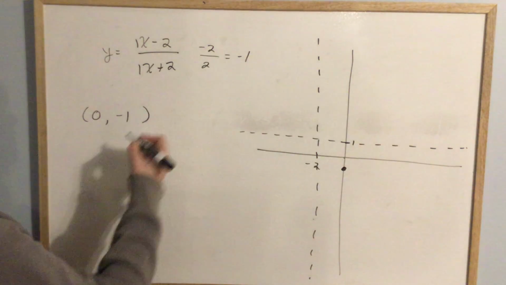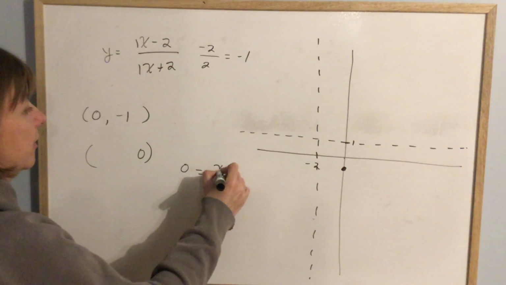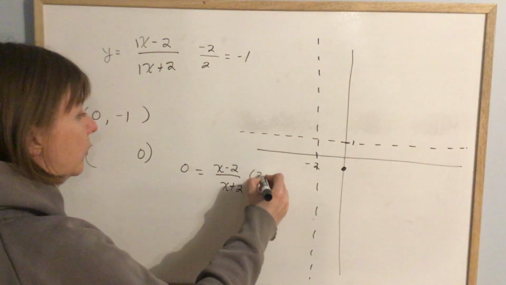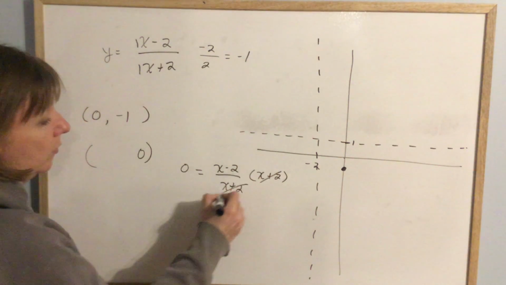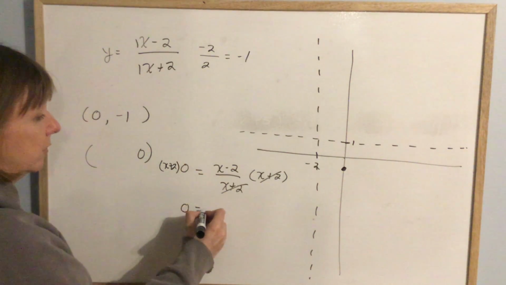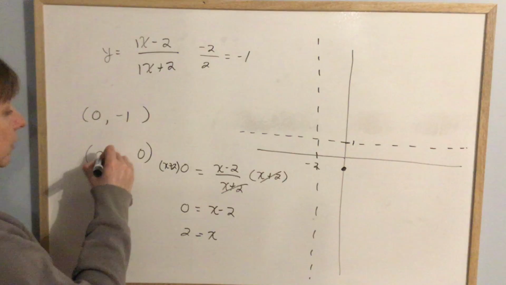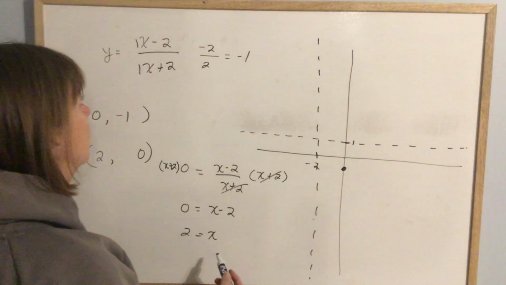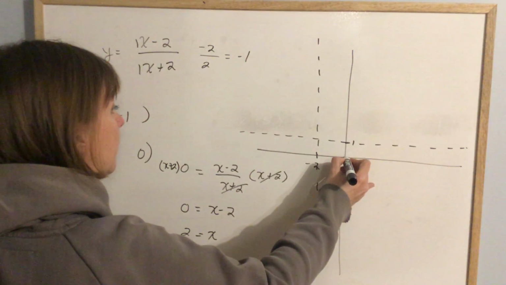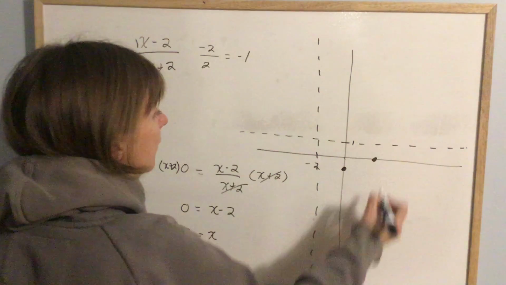Again, I could make my y 0. So if I do 0 is x minus 2 over x plus 2, relatively easy to solve for. I'll multiply this side by x plus 2 so that they cancel. That means I multiply this side by x plus 2, so I have 0 is equal to x minus 2, so x would equal 2. So I have a point at 2 and 0.